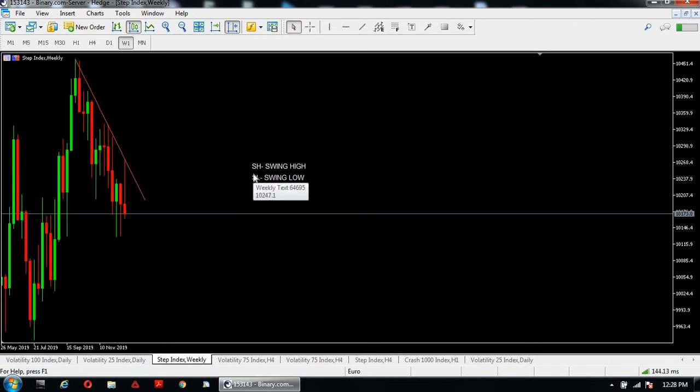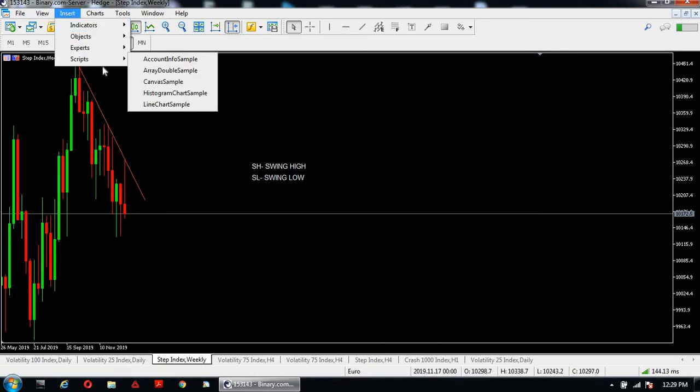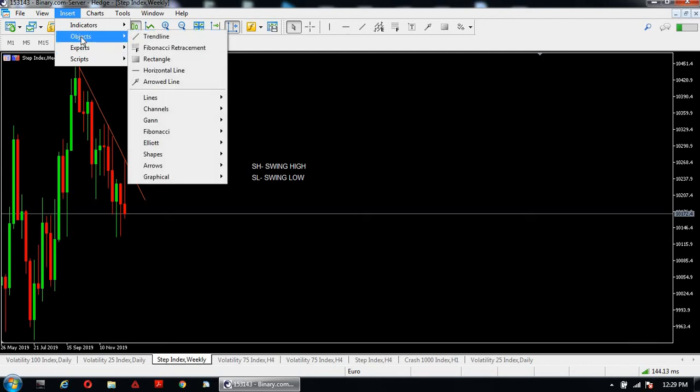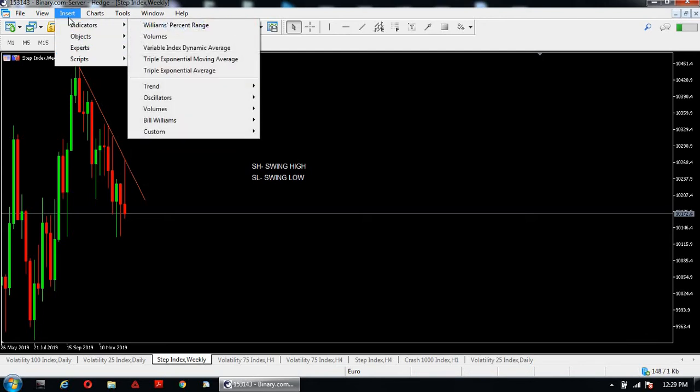So here we say one of the ways to identify a downtrend is obviously the markets keep making series of lower highs and lower lows. That's one of the ways to identify a downtrend. The markets keep making series of lower highs and lower lows, more like saying swing highs and swing lows.